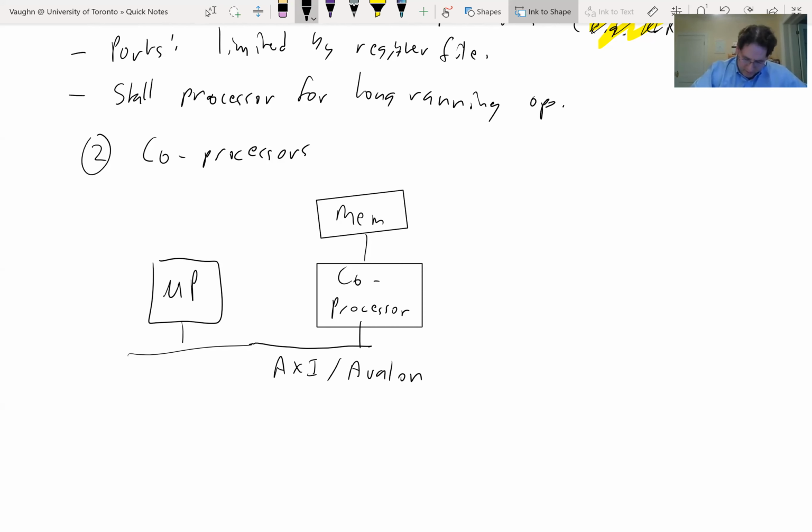And usually you'll use a standard bus. So the most common standard bus is AXI, which is used by Xilinx and somewhat by Intel, and also used by a lot of ASICs and ARM. And the other common bus in the FPGA world is Avalon, which is used only by Intel FPGA, so not as widespread as AXI, but still pretty widespread. They both behave pretty similarly. They're just slightly different protocols.